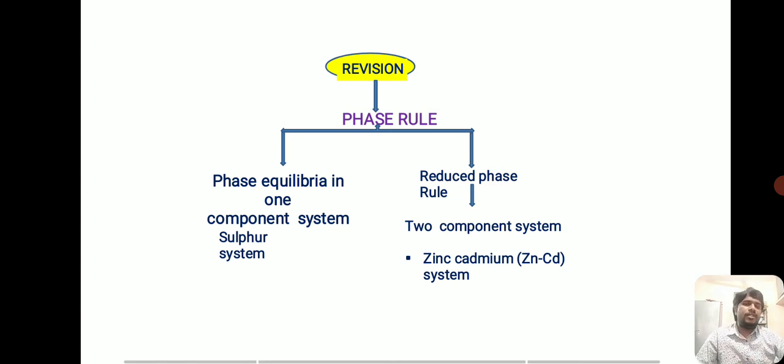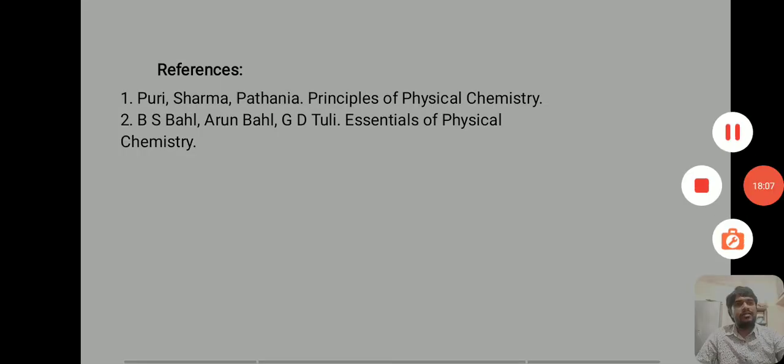Coming to the revision of this session, today we have discussed phase equilibria in one component system, that is sulfur system, and we have also discussed reduced phase rule, that is two component system. In that we have discussed phase diagram of zinc cadmium system. These are the references. Thank you.